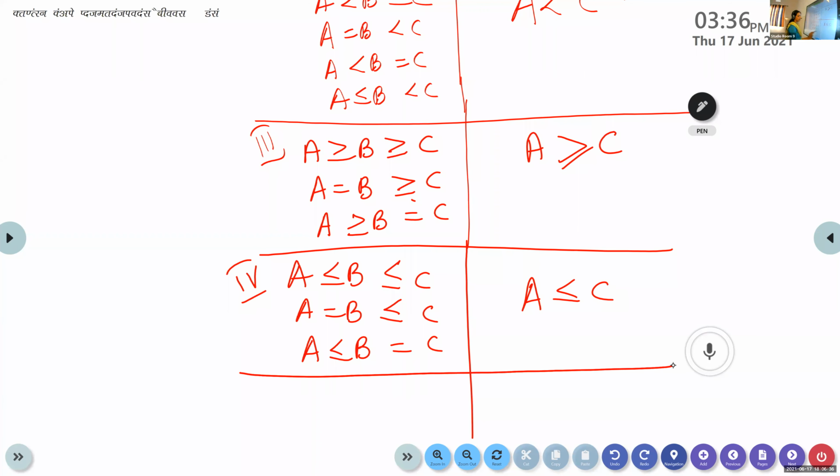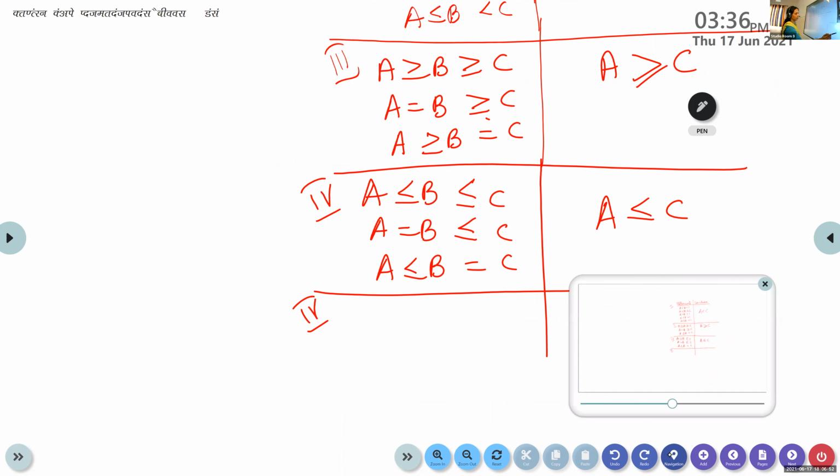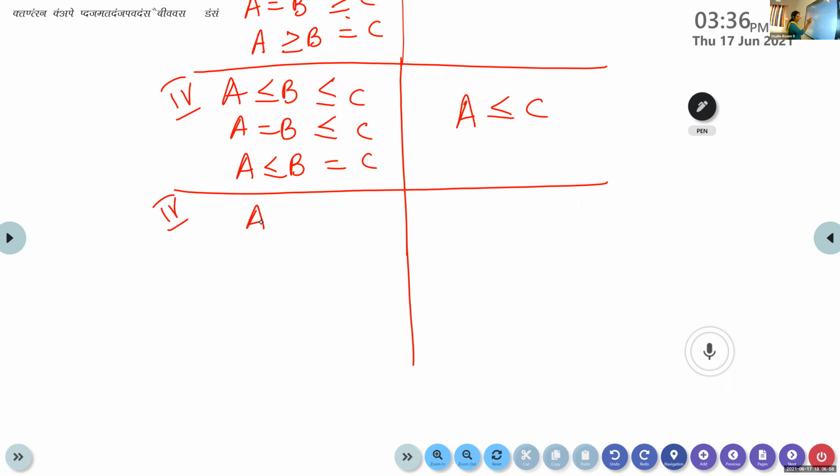And the next, the fifth set is A less than B greater than C. A less than or equal to B greater than C. A less than B greater than or equal to C.